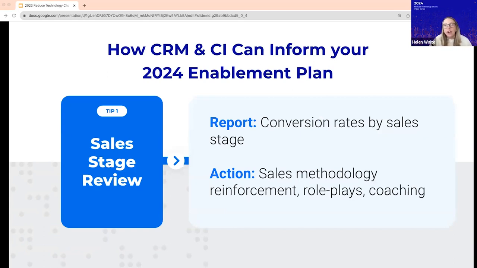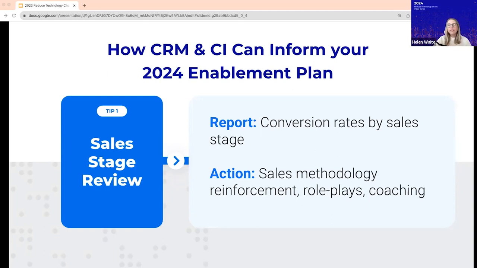So in this scenario, the report that you're going to use is going to come from your CRM, and that's your conversion rates by sales stage. So in this example, this customer saw this discovery stage was really declining in their win rates. Their win rates weren't good in discovery, so the enablement team wanted to look into why that was. So what they did, the action that you'll take, is really reviewing calls from the discovery stage of those reps to look at what's actually happening in these discovery calls.